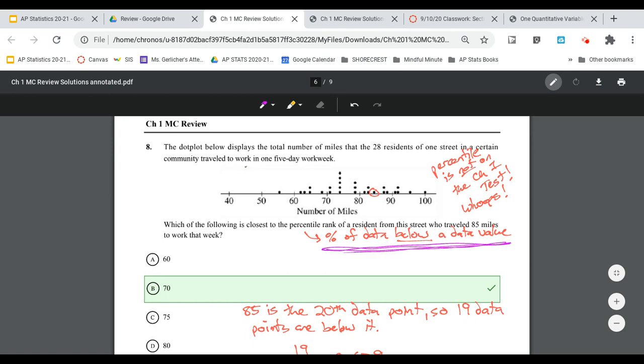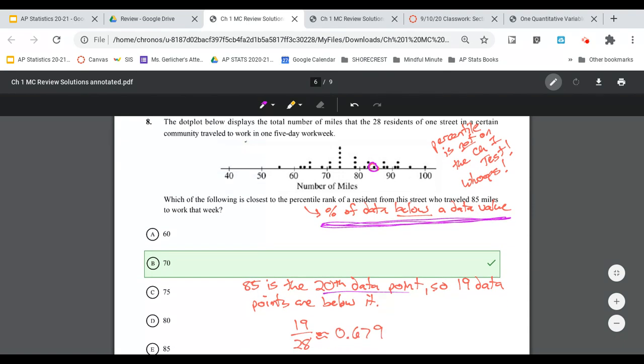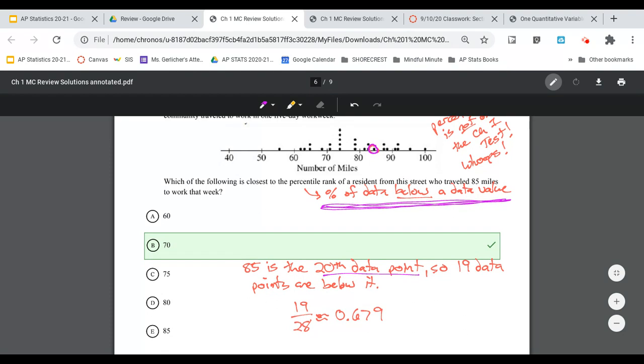You've seen these numbers in real life if you get your SAT score back and you see that you got a 70th percentile. That means 70% of people who took the SAT that year did worse than you, and 30% did better than you. Okay, so we wanted to know at 85, so this dot was what we were interested in. I had just counted up the dots. There were 28 dots total, and 85 was the 20th data point in. So that means 19 data points were below our point in question. There were 19 below our purple data point.